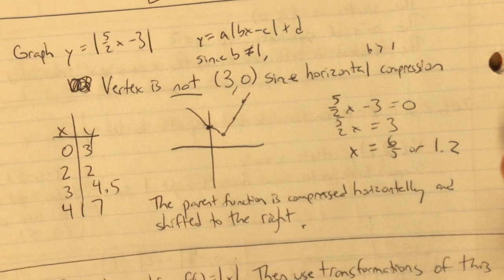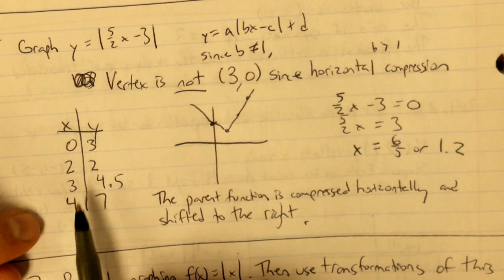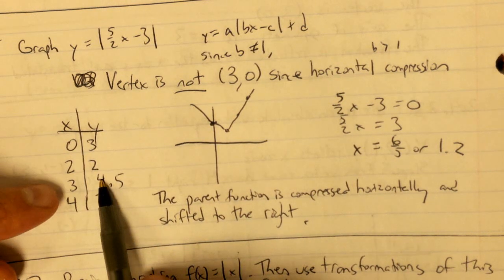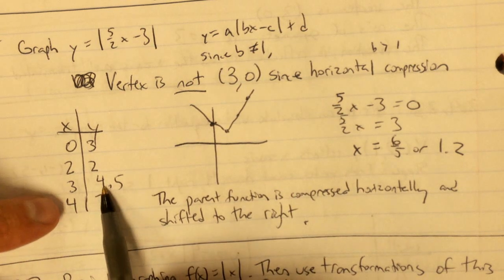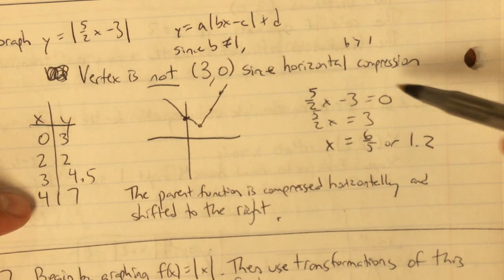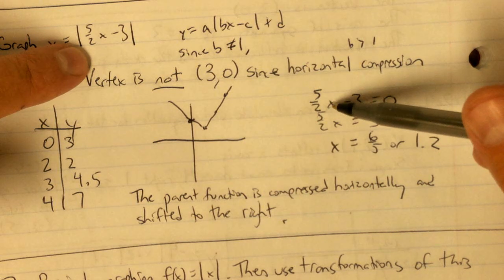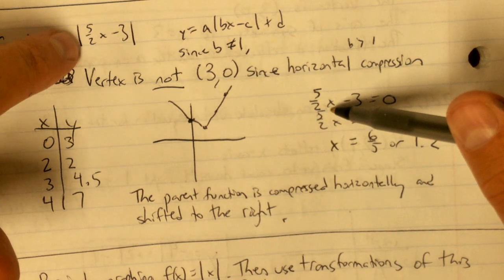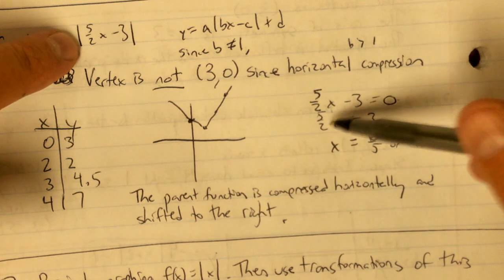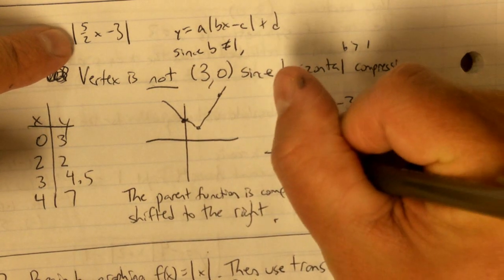So what I did was I just looked in my table and wrote down some good numbers that were easy to work with. I used whole numbers or something with a half. And then based on that, I graphed it. Now, if you want to be absolutely exact as far as what the vertex is, you take this part, 5 halves x minus 3, add 3 to both sides, and then divide. So it's 3 divided by 5 halves.